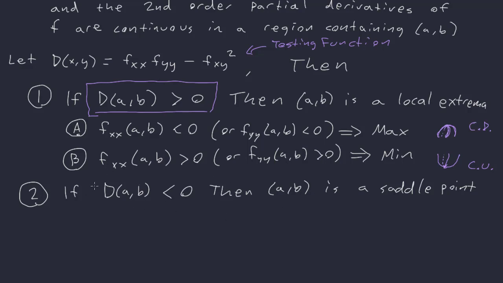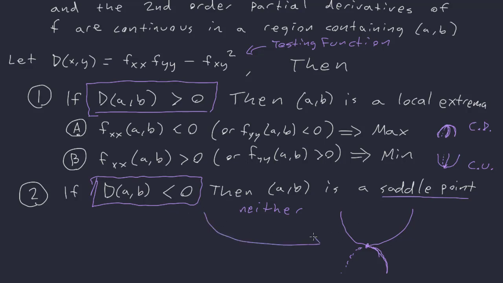The next case, if our testing function D is negative, then (a, b) is a saddle point. Well, what's a saddle point? That's basically our neither case. That means we have a max in one direction and a min in the other. We looked at that situation in an earlier video, and I think I mentioned then that it was a saddle point. We have something like this happening. So D is actually testing whether something like this happens. So D is the saddle point test.